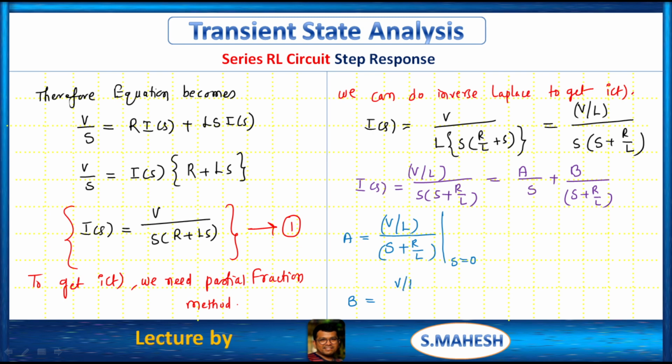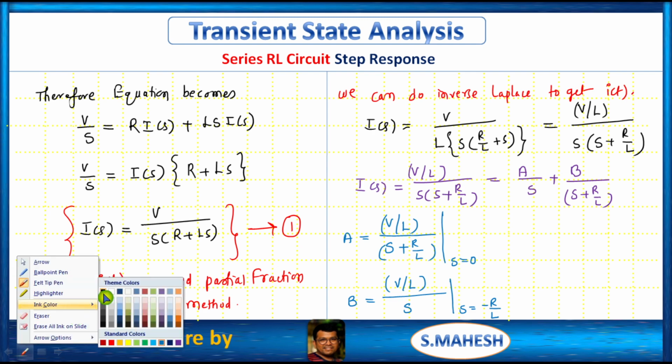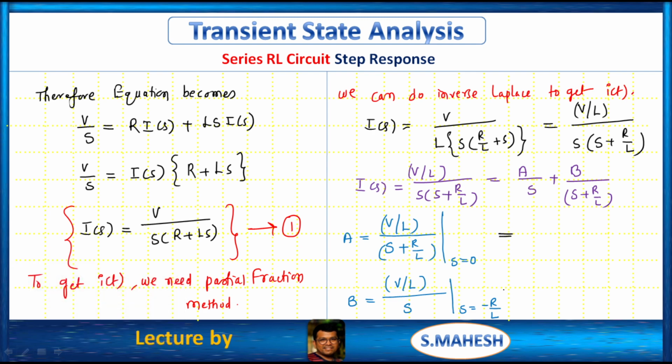From B, V by L by (we don't have any S plus R by L term) when S is equal to minus R by L, that's it. Okay, now we have to get the value of A.